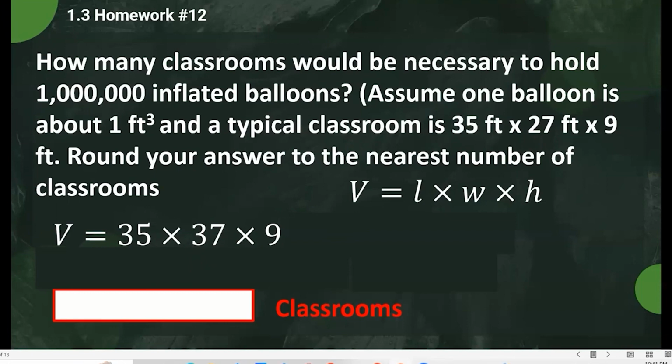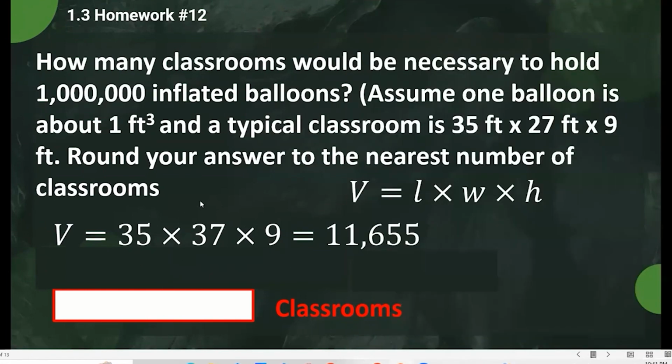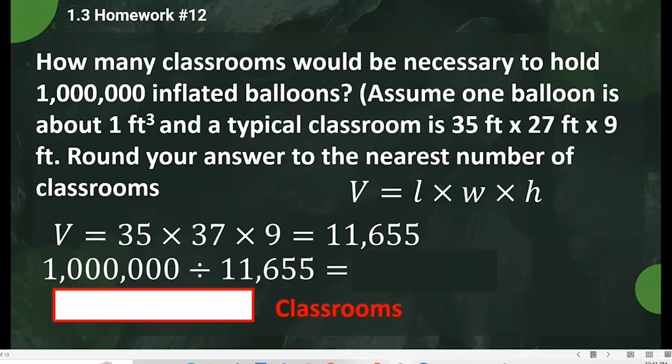All right. So when you multiply that out, that's 11,655. Let's double check and make sure I did that right. So 35 times 37 times 9. Yes, 11,655. Then what you're going to do is take 1 million, because you have 1 million inflated balloons, and divide it by that total amount of volume. When you do that, you get 85.8, something around that.